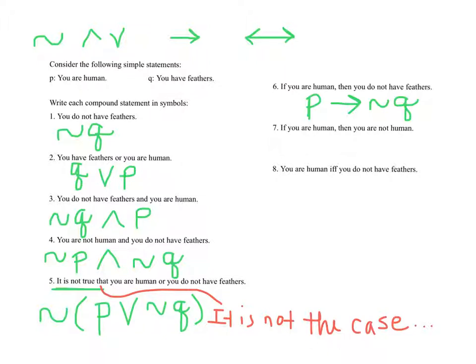This next one, number 7, says, if you are human, then you are not human. That's a very strange statement, but we can still write it in symbols. Remember, it doesn't matter if what we are working with is true or false. It just has to either have a true or false truth value. So if you are human, so if P, then you are not human, not P. Well, that makes no sense, but we can still write it in symbols.